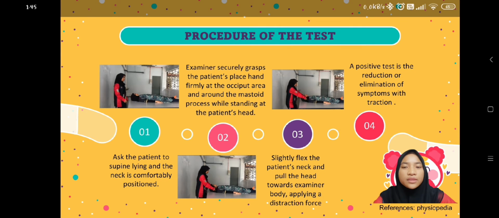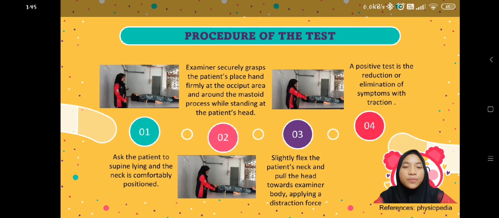The procedure of the test asks the patient to lie supine where the neck is comfortably positioned. The examiner should securely grasp the patient, placing the hands firmly at the occipital area and around the mastoid process while standing at the patient's head.